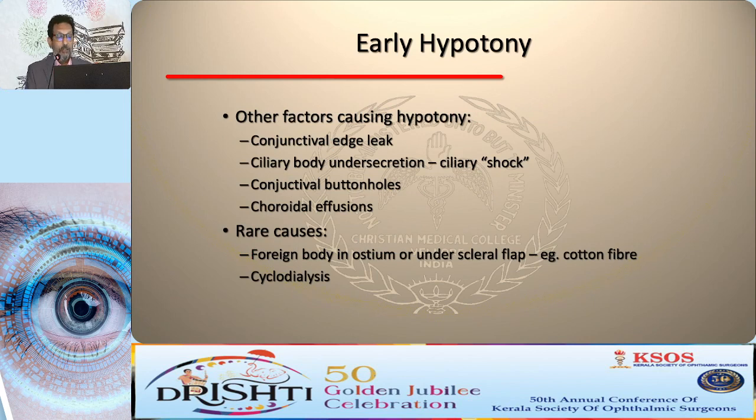Other factors which can cause hypotony would be, as I've listed before, edge leak, ciliary shock, conjunctival buttonholes which have to be sutured. Choroidal effusions do cause hypotony, chicken or the egg effect. If you have a choroidal effusion already present when you have finished your surgery, then that eye is going to be hypotonic. There are rare causes like a foreign body under the scleral flap, a cotton fiber or something like that, which is actually acting like a wick to allow more flow and keeping the scleral flap raised so it doesn't heal easily.